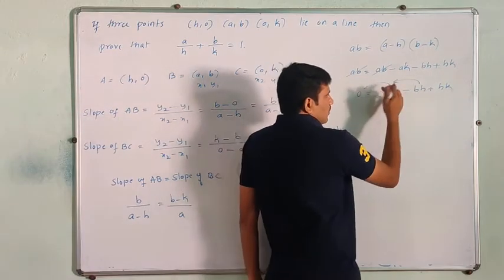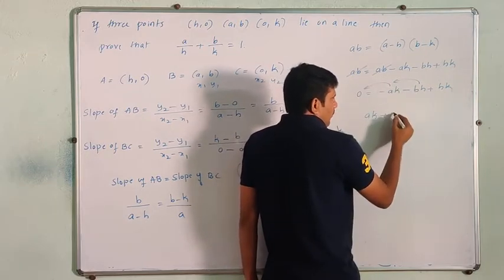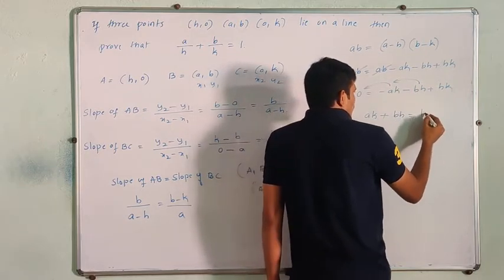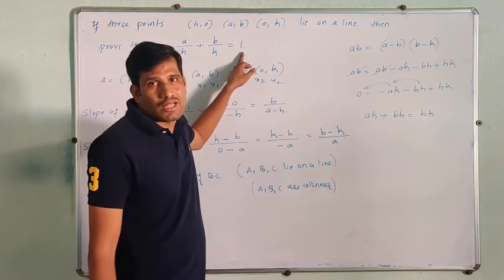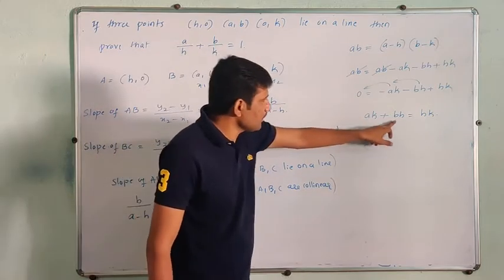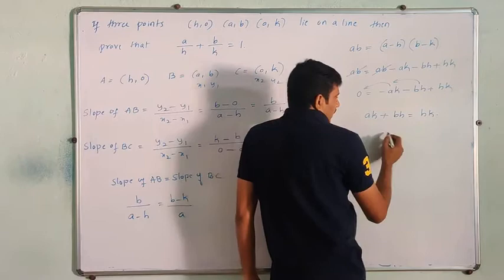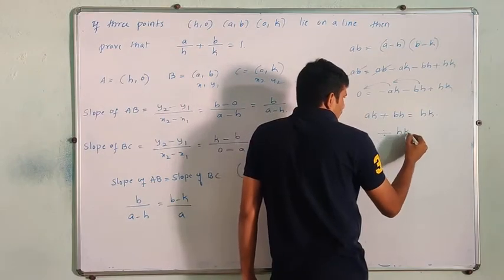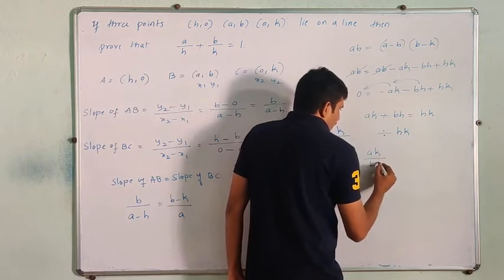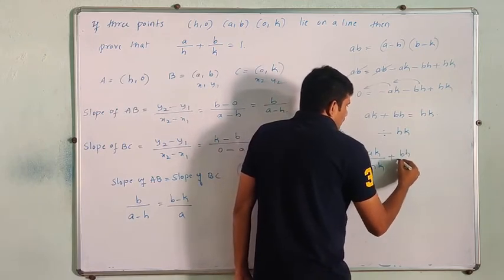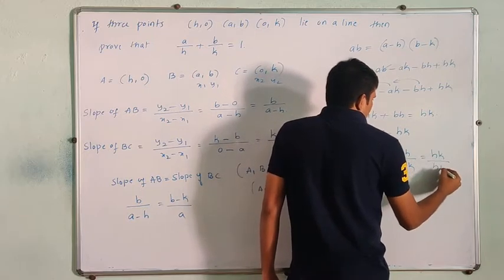Now bring these two terms to the left hand side. Minus AK will become plus AK, minus BH will become plus BH, which is equal to HK. Now we can observe we have 1 on the right hand side, and A and B terms on the left hand side. To get 1 on the right hand side, we have to divide this whole equation by HK. So AK divided by HK plus BH divided by HK is equal to HK divided by HK.